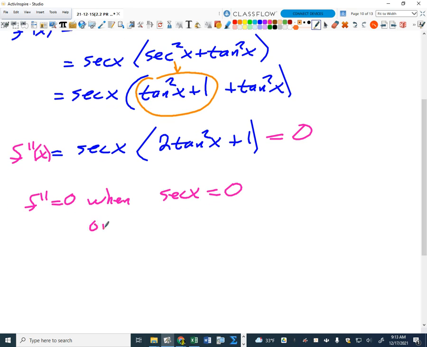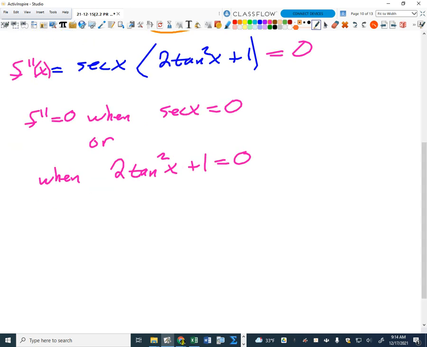Or when 2 tangent squared x plus 1 equals 0, right? Well, I could solve that for tangent. Okay, that would be when tangent squared x equals negative 1/2, right? And that's a unit circle issue. Okay. Well, actually, it may not. Yeah, it is. It's a unit circle issue.